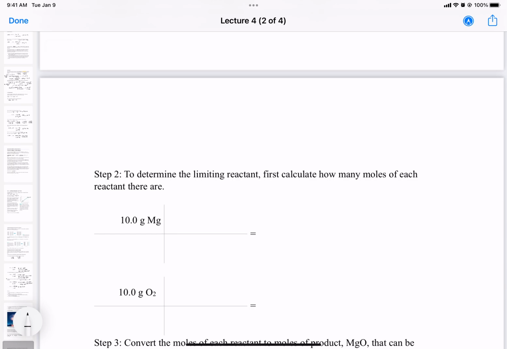All right, we wrote the balanced chemical equation, so let's go to step 2, determine the limiting reactant. To determine the limiting reactant, we need to calculate the moles of each first. So 10 grams of magnesium, and the molar mass of magnesium is 24.31 grams per 1 mole of magnesium. If we carry out that calculation, we get 0.411 moles magnesium. That cancels out the grams of magnesium, and we end up with moles.